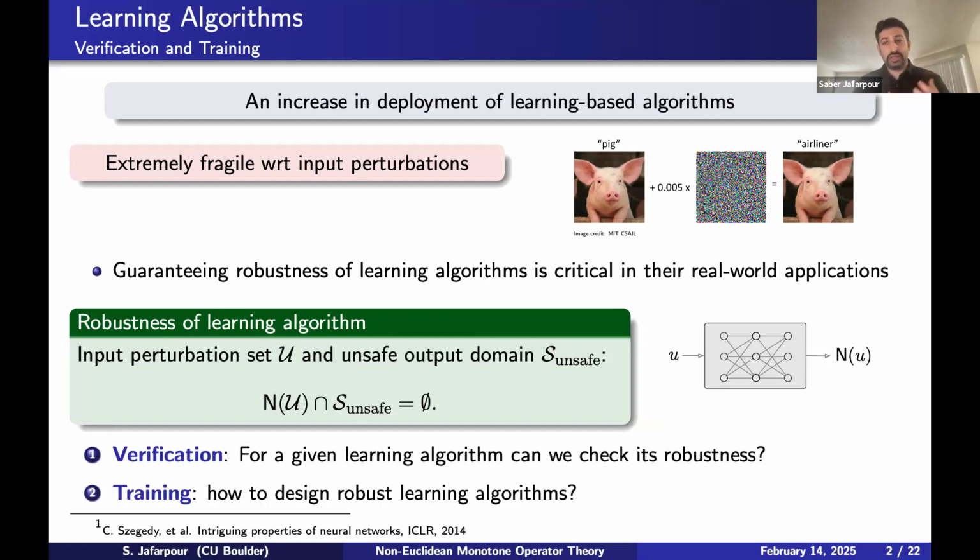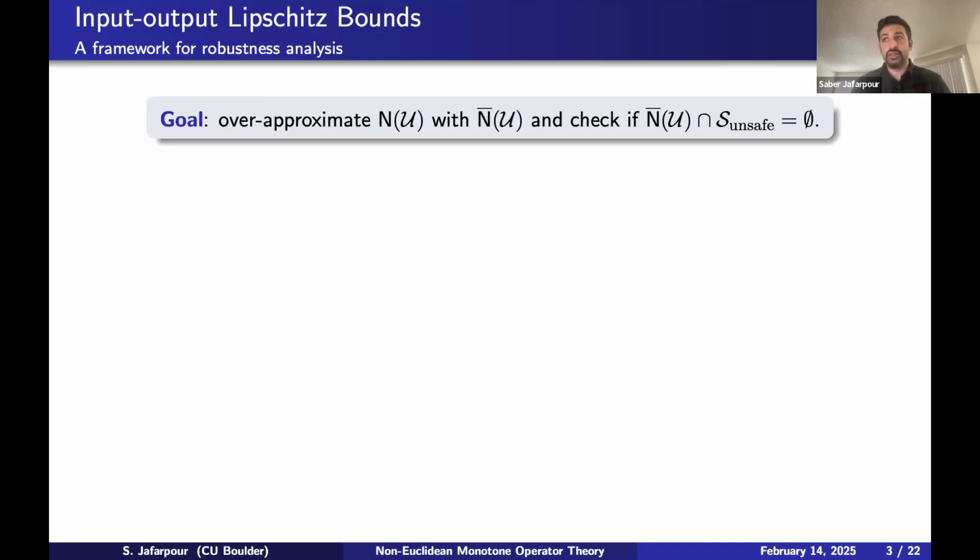This notion of robustness actually raises two questions for learning algorithms. The first question is: given a learning algorithm, how can we check if it is robust? This is called the question of verification. The other question is the question of training: how can we design learning algorithms that are robust and satisfy these properties? As we all know, learning algorithms can be high-dimensional and have nonlinear components, so computing the exact value of their output under the input perturbation can be very complicated and challenging.